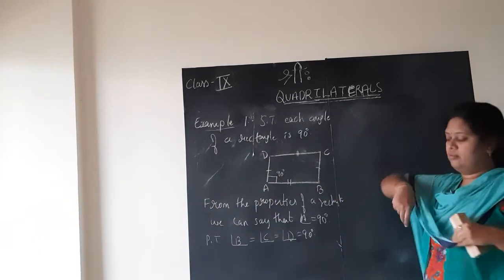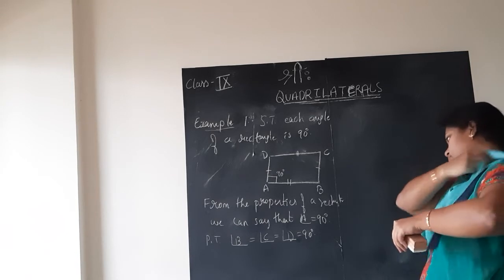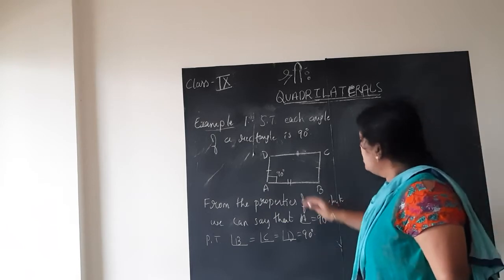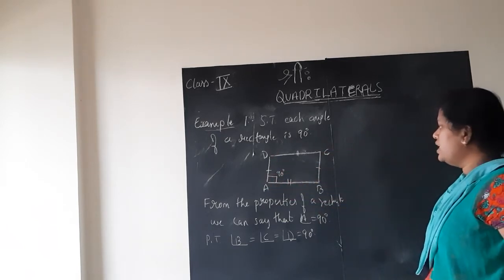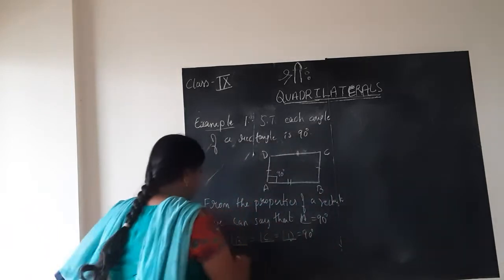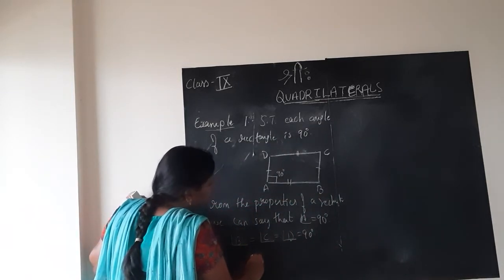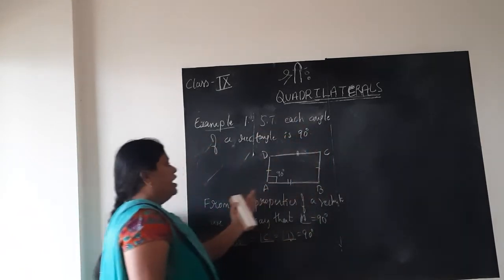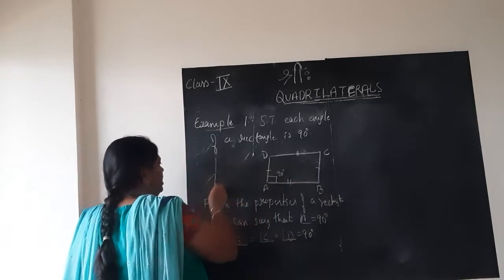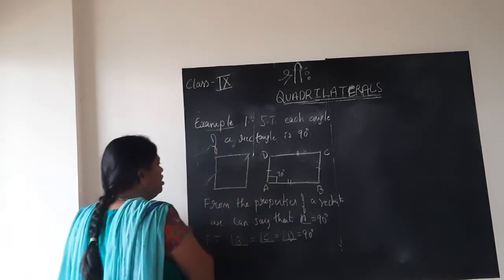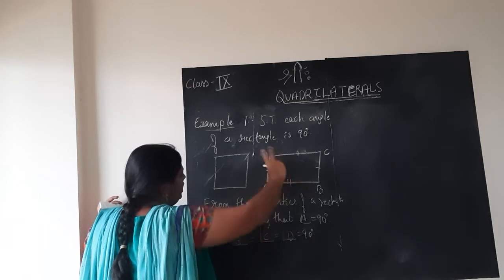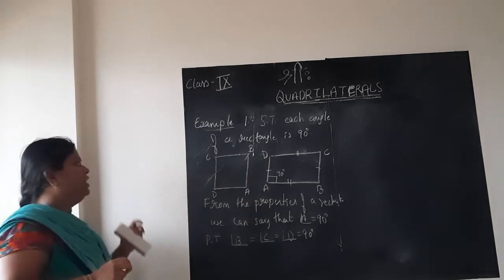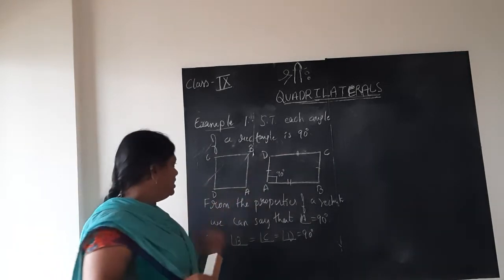Next, we need to prove angles B, C, D are 90 degrees. So what we'll do is, children, we know opposite sides are equal. Let me draw the opposite side. Hope you can see this part of the board. What I will do is simply rotate this rectangle a little. When I do so, ABCD, my rectangle, now became DABC.